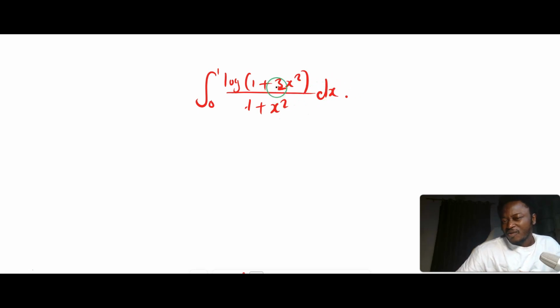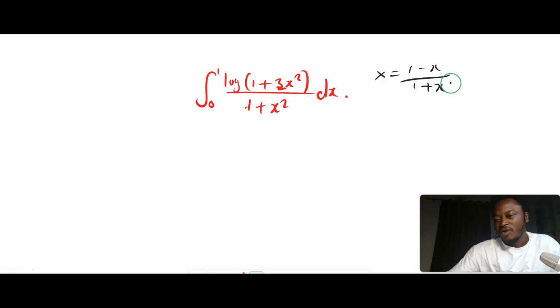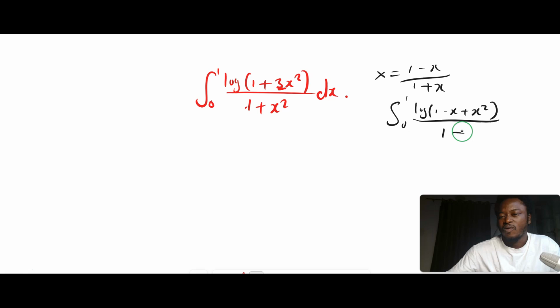Although one substitution that works here would be x equals 1 minus s over 1 plus s, which is the so-called Mobius transform. But if you follow this approach, when s is 0, you get 1, and when s is 1, you get 0. So you're going to end up with 0 to 1, and a logarithm of 1 minus x plus x squared, all divided by 1 plus s squared.